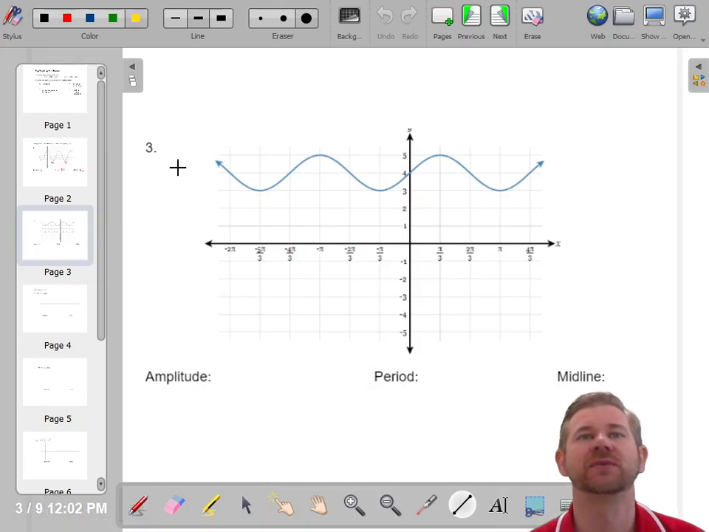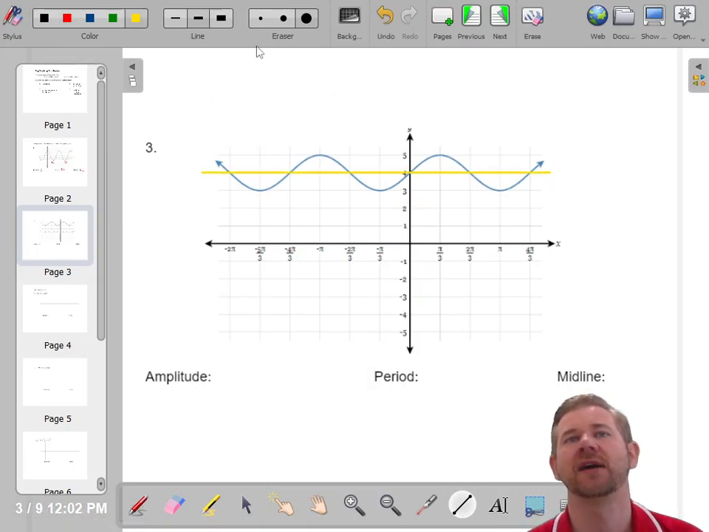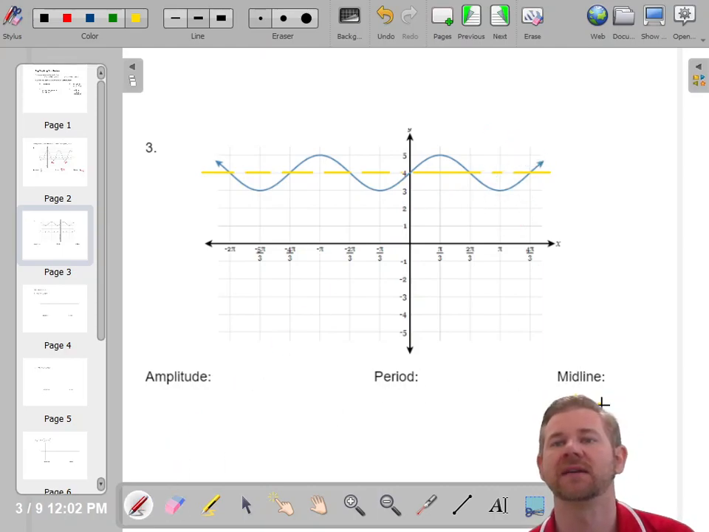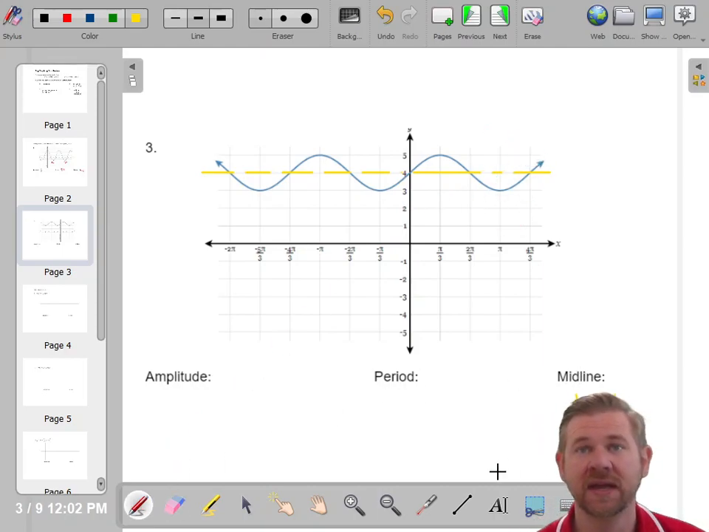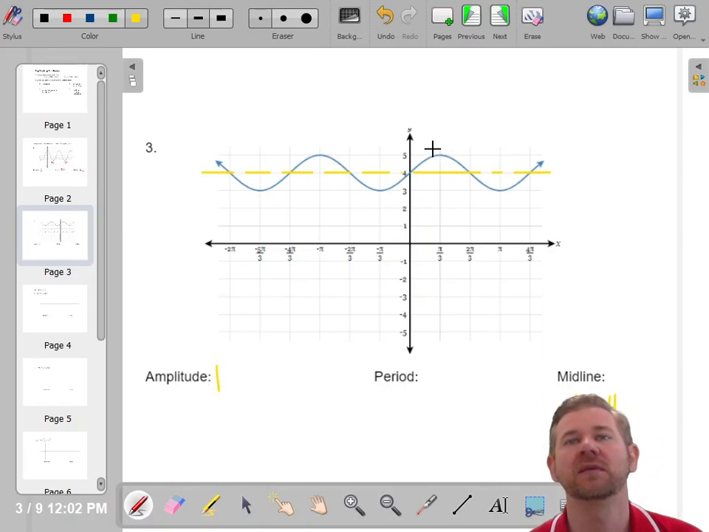Let's find the midline of this one. It looks like it's right there. Usually you can eyeball it, and that's passing through y equals 4. So y equals 4. The amplitude is 1 plus or minus above the midline, so the amplitude is 1.